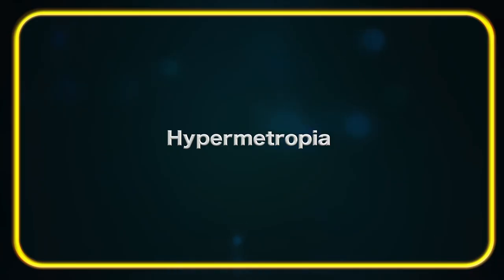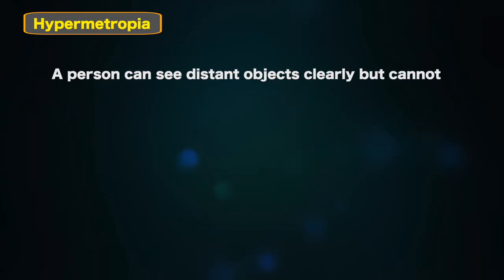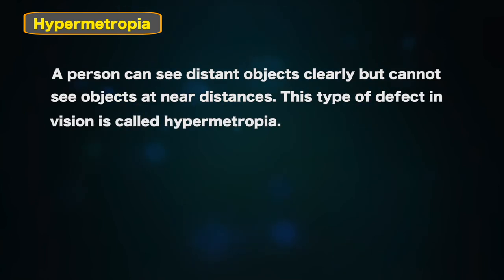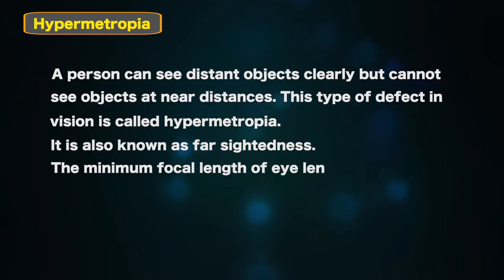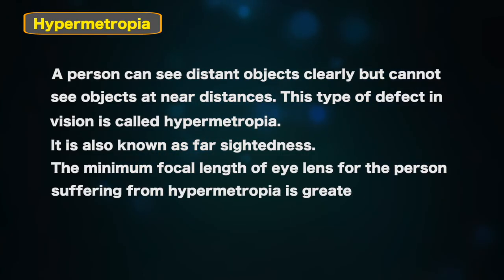Hypermetropia. A person can see distant objects clearly but cannot see objects at near distances. This type of defect in vision is called hypermetropia. This is also known as farsightedness. The minimum focal length of an eye lens for a person suffering from hypermetropia is greater than 2.27 centimeters.